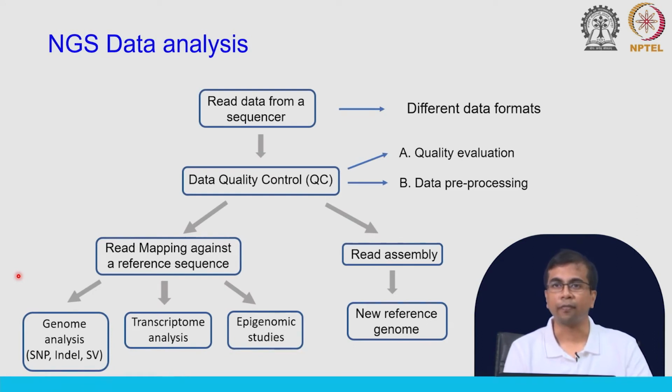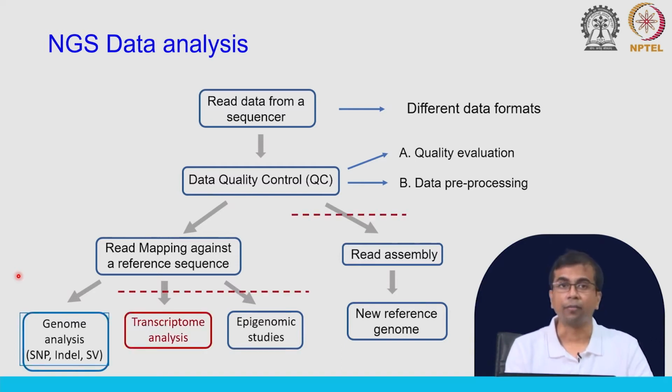So, we will start with the flow chart for NGS data analysis, where you see we have the read data from the sequencer and it comes in different data formats. We have data quality control, and then we have read mapping, right. So, we have talked about all these steps in detail, and we have completed the genome analysis in the last few classes. So, we will talk about the transcriptome analysis now, and we will follow that up with discussion on read assembly for reference genomes, new reference genomes, and then we will talk about the epigenomic studies. Okay, so, we will start with the transcriptome analysis.